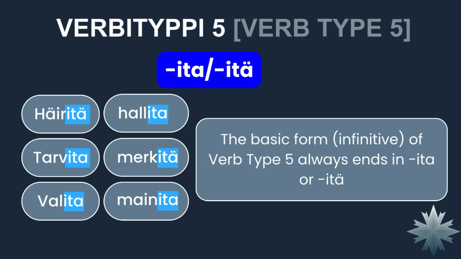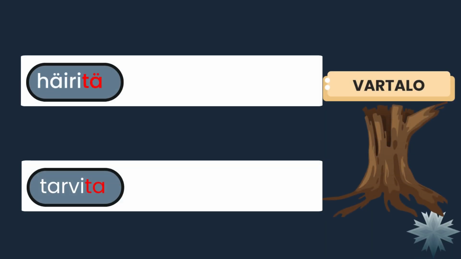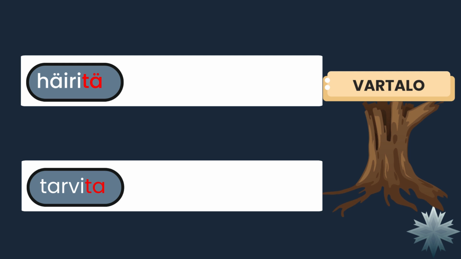Hallita, to govern or to control. Merkita, to mark. Mainita means to mention. Basically, the basic form or the infinitive of verb type 5 always ends in ita or itä. In this slide, we will see what is vartalo or stem.